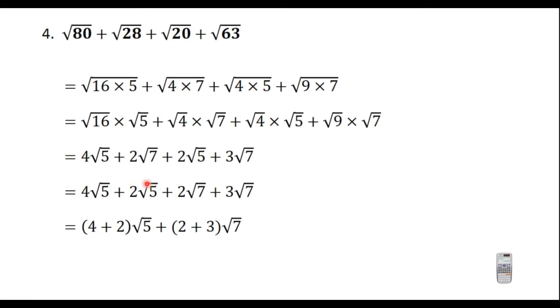So you add for this part. So you have 4 plus 2 root 5, then plus, when you come here, you have 2 plus 3 root 7. So 4 plus 2 will give us 6, so you have 6 root 5. 2 plus 3 will give us 5, so you have 5 root 7. Now when you come here, you can see that this is square root of 5, this is square root of 7. Since they are not the same, you can't add, so you end here.